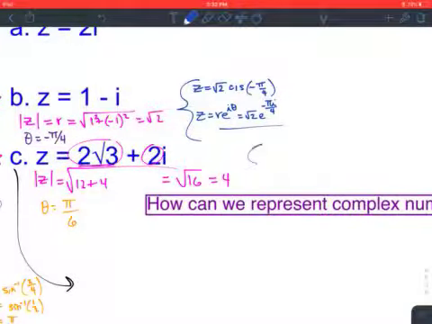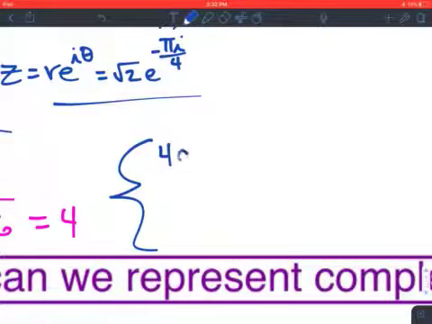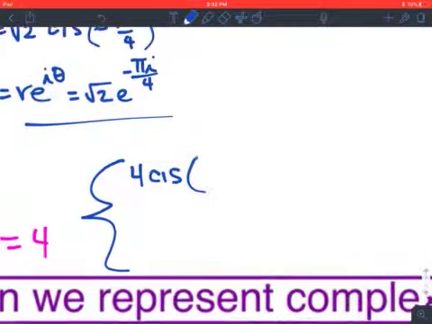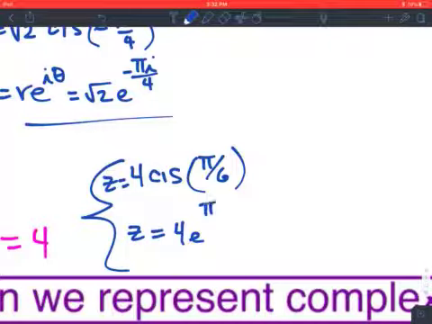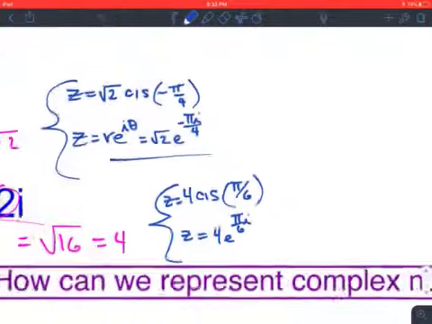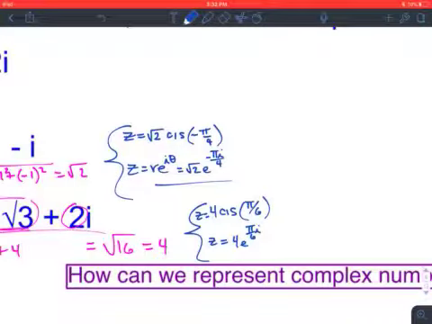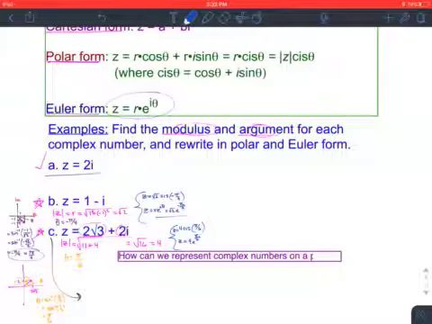So if I want to rewrite this in polar and Euler form, I get 4 cis of, what was it again, pi over 6. And in Euler form, I get 4e to the power of pi over 6 times i. Okay, so A should not be a problem now that you've done B and C.